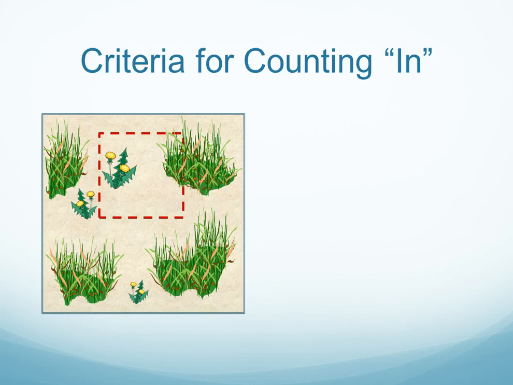So let's examine the criteria for counting plants as in. As we see in this diagram here, this dandelion is rooted in the plot, as is this sod-forming grass. The dandelion here is not. And so our most common criteria that we use for frequency measurements is called rooted frequency.